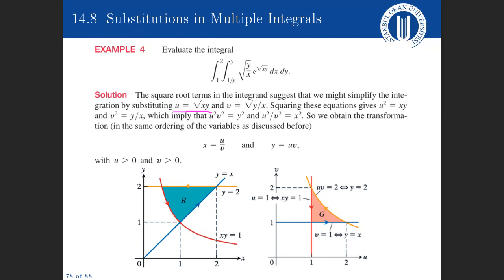We need to choose a u and a v. It makes sense that we choose one of them to be square root of xy and we choose the other one to be the square root of y over x. It doesn't matter which way around we choose them. Rearrange these and we get equations for x and y. x is u over v and y is equal to uv.